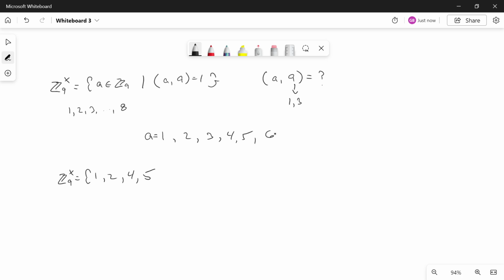6, what divides 6? Well, we have 1, we have 2, we have 3. Well, 3 divides 6, 3 also divides 9, so that's my greatest common divisor there. So that doesn't count. I have 7, 7 is a prime, so again, that's going to fall into here. And 8, what divides 8? I have 1, 2, 4, and itself. So again, in terms of what it has in common with 9, the only thing it has in common with 9 is 1. So that's going to work. So these are my elements in Zn x, which is the set of all units in Z mod n.